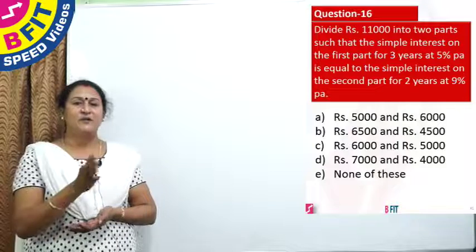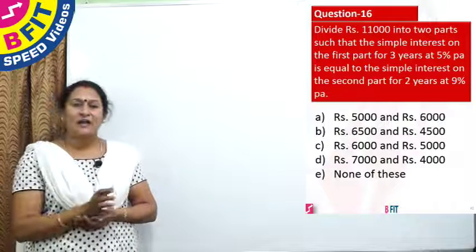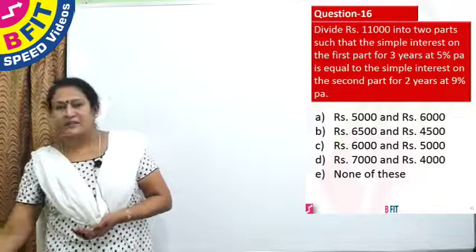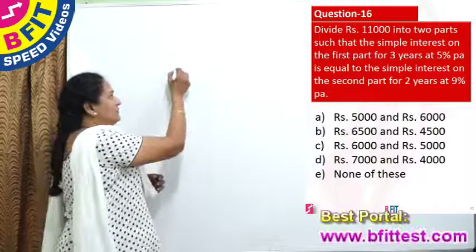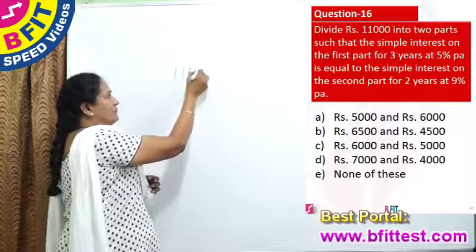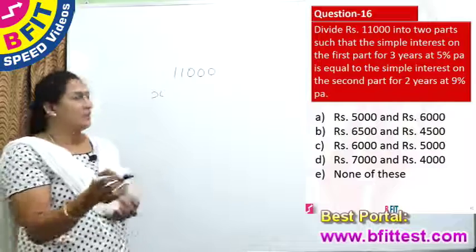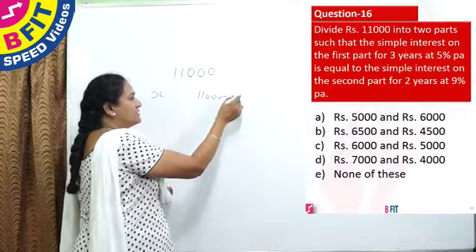So one is 5% for 3 years, the other is 9% for 2 years. So we have to find the investment made in these two parts. So here what will be the working? Total amount is 11,000 rupees. So in the first, if he invests X rupees, in the other he will invest 11,000 minus X.